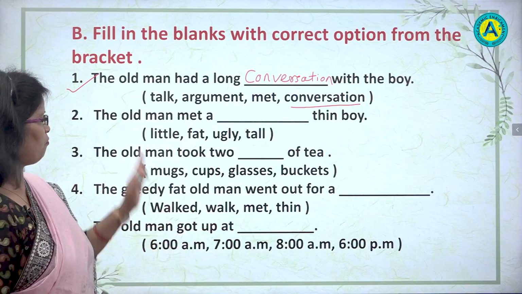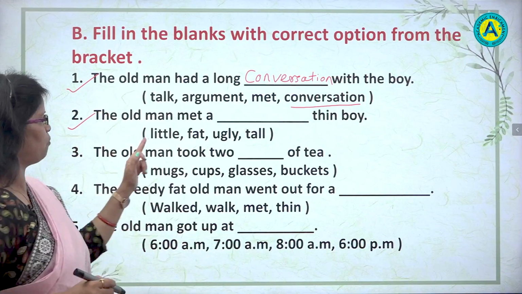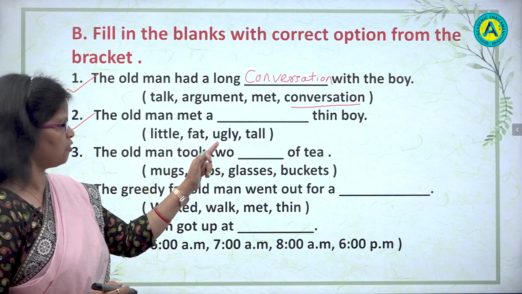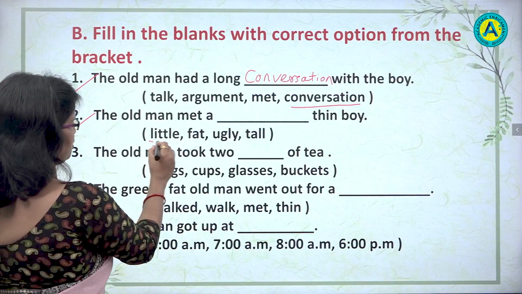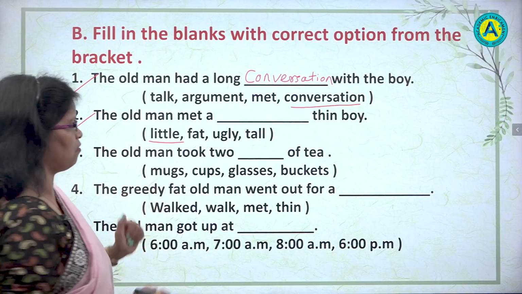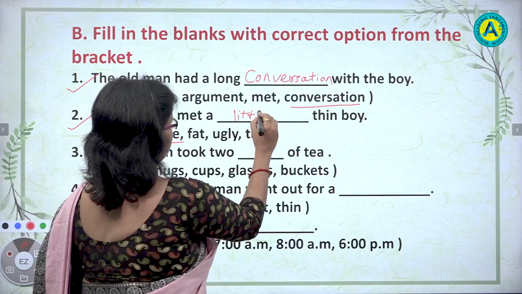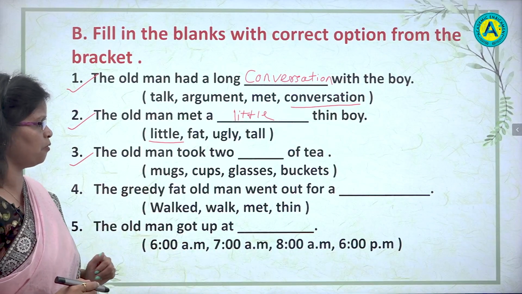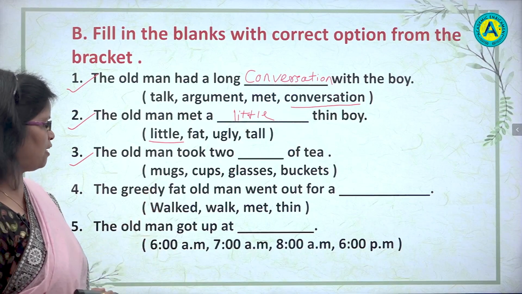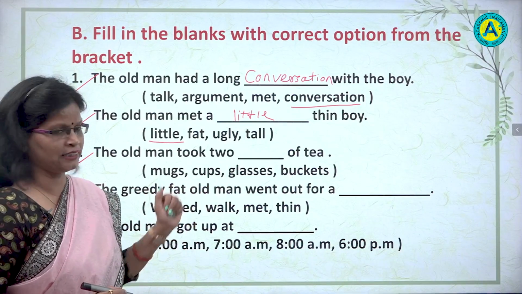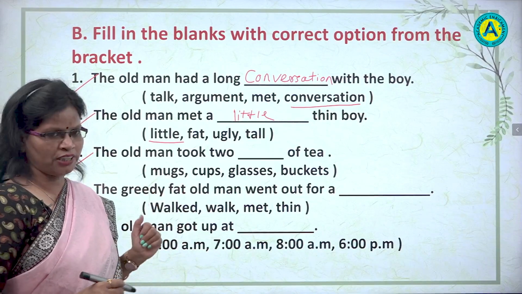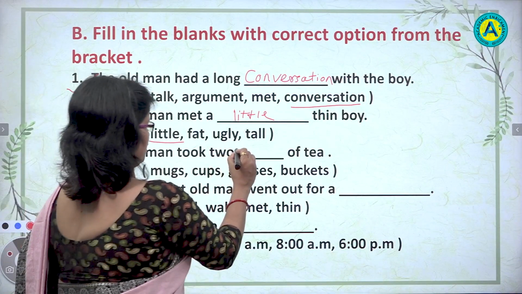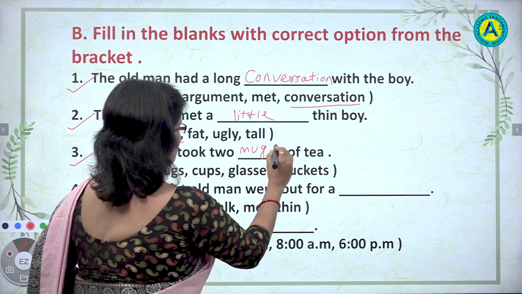The second one is, the old man met a dash thin boy: little, fat, ugly, tall. Little, yes, this is the correct answer. The old man met a little thin boy. The third one is, the old man took two dashes of tea. The options are mugs, cups, glasses, buckets. Which one is correct? Mugs. Yes. The old man took two mugs of tea. So here we can write mugs.